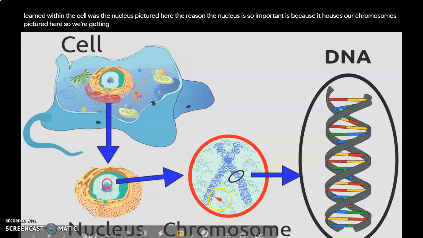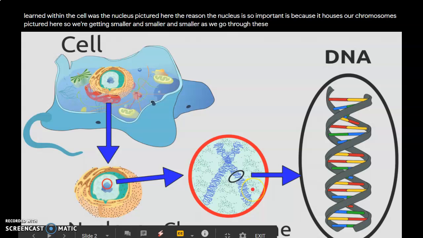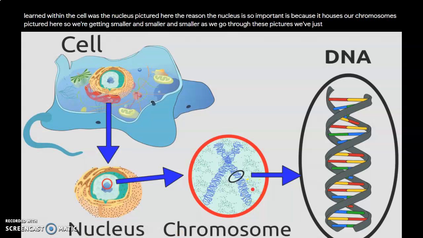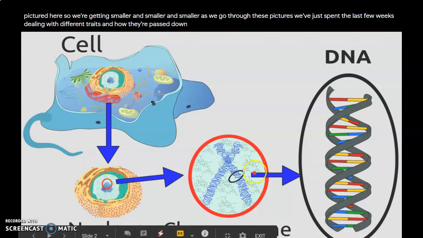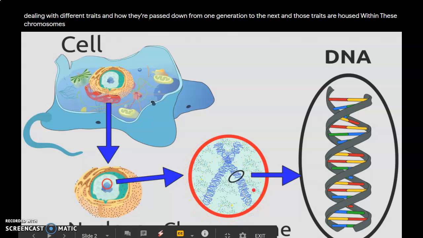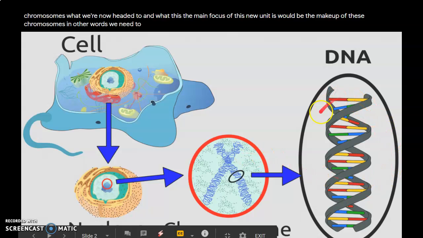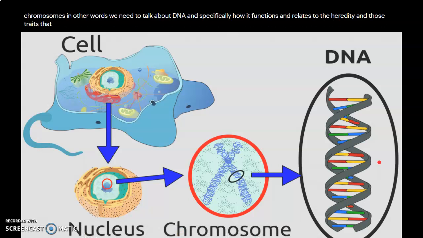So we're getting smaller and smaller and smaller as we go through these pictures. We've just spent the last few weeks dealing with different traits and how they're passed down from one generation to the next, and those traits are housed within these chromosomes. What we're now headed to, and what the main focus of this new unit is, would be the makeup of these chromosomes. In other words, we need to talk about DNA and specifically how it functions and relates to the heredity and those traits that we've been passing down.